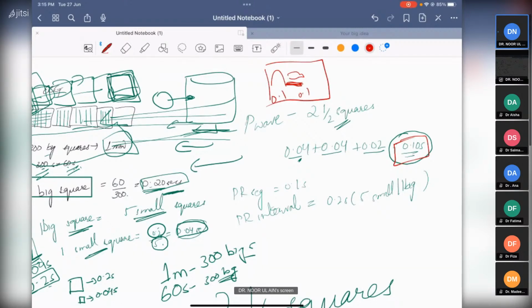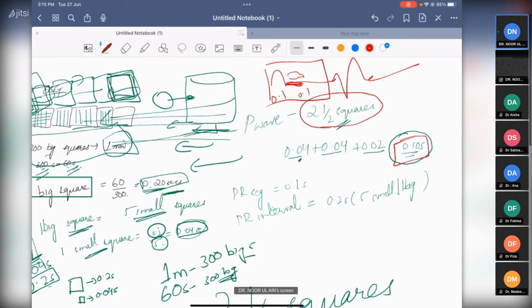So one big square has the P wave, and it has what? This segment, this isoelectric line, and from here the QRS starts. Do I make sense to you? That P, atrial depolarization, is supposed to happen in 2.5 boxes.